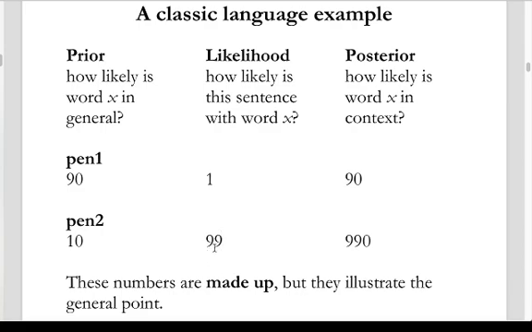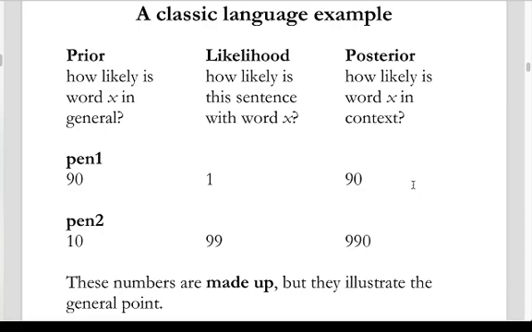Let's say there's a 99% chance of hearing a sentence like that if it's pen 2, and only a 1% chance of hearing a sentence about animals if it's pen 1. Now we have a prior and a likelihood. We multiply these out and we get these units that are not quite probabilities, they're relative probabilities. So we get 90 units for pen 1 and 990 units for pen 2. And now we can just change these to proportions or percentages if we want to, but you can already see the results here. So how likely is this to be pen 2 as opposed to pen 1? It's 11 times more likely to be pen 2 than it is to be pen 1.